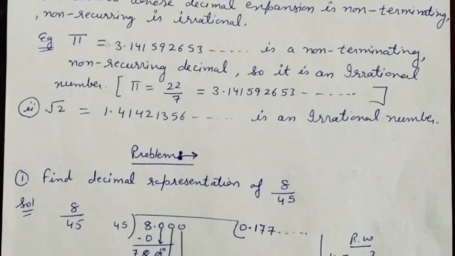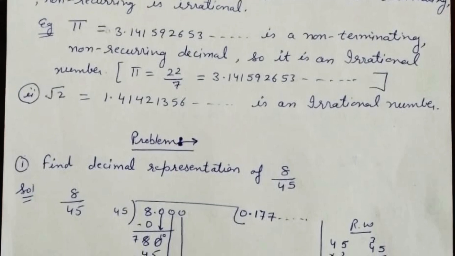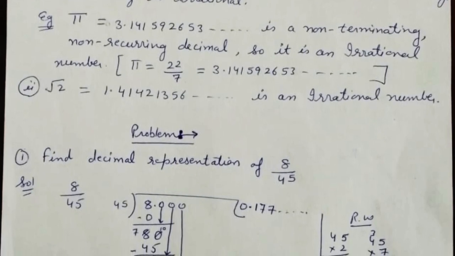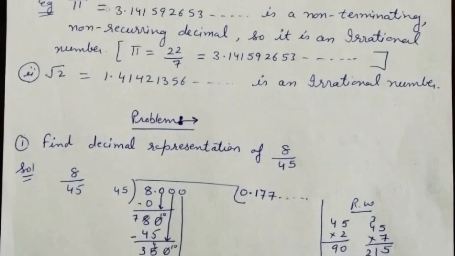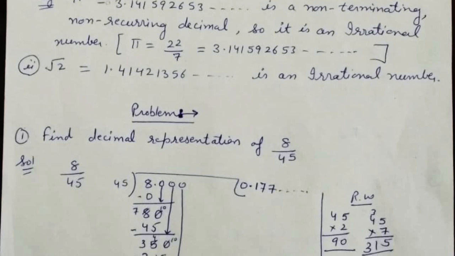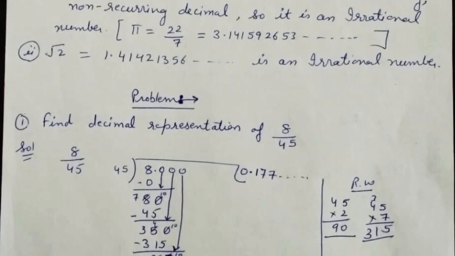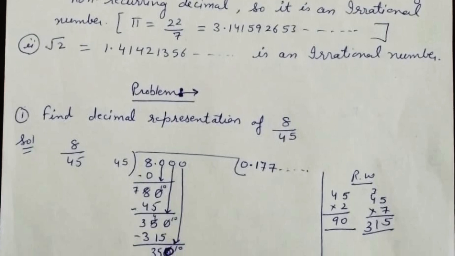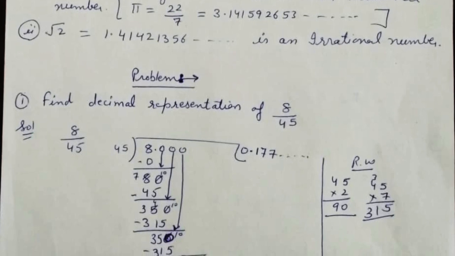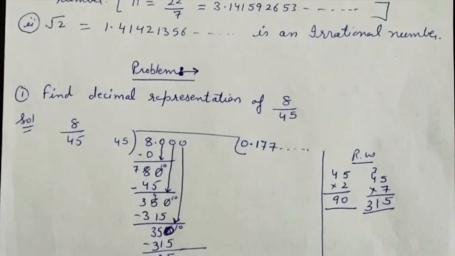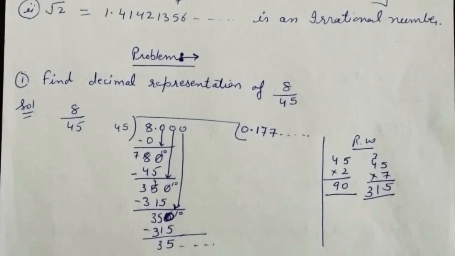Let us take one example. Pi value is 22 by 7. When you divide 22 by 7, you will get 3.141592653 going on endlessly. And it is what? Irrational number. Again, second example, under root 2. The value of under root 2 is 1.41421356 going on endlessly. Again, it is an irrational number.